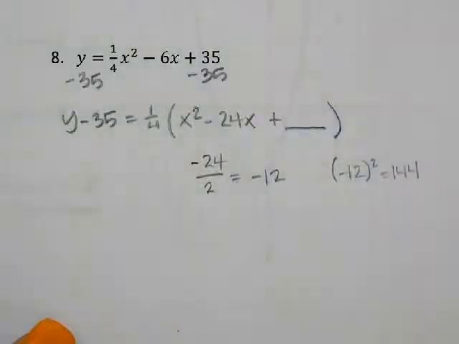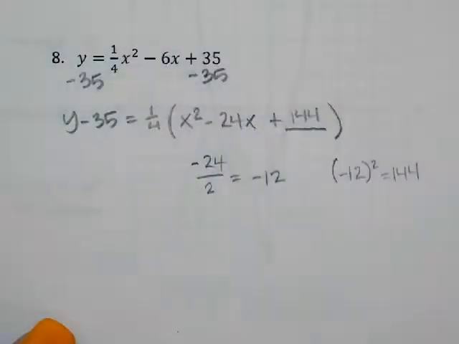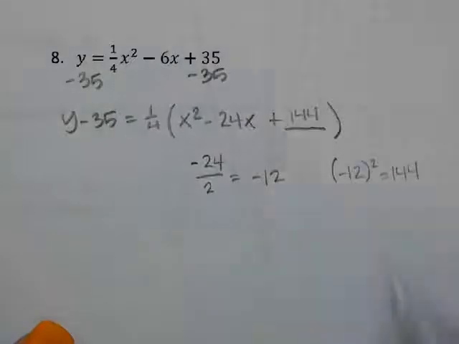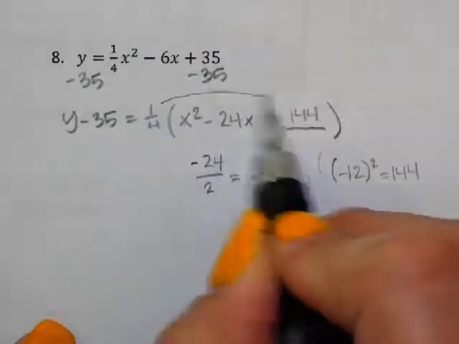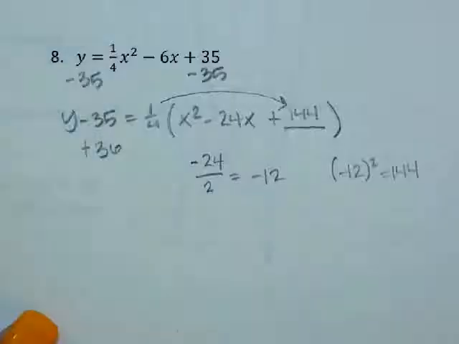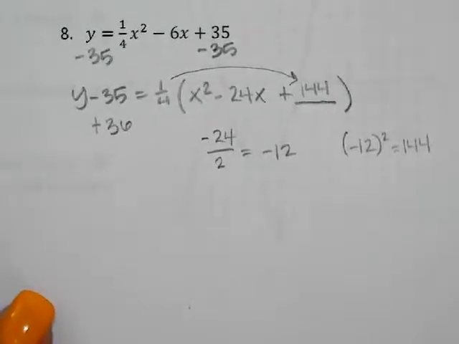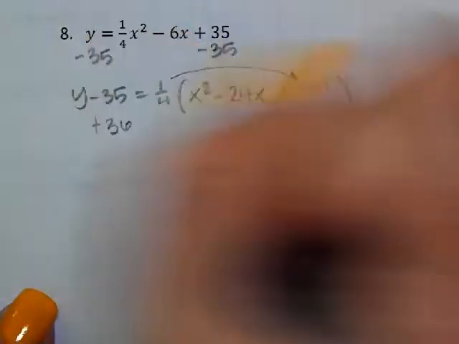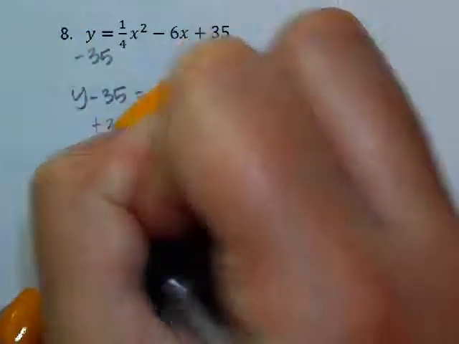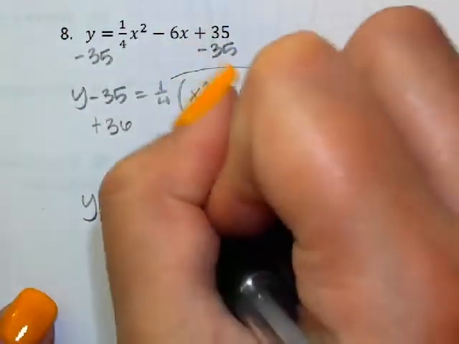So 144 goes in the blank, but we didn't really add 144. We actually added 1/4 of 144, which is 36. We actually added 36. Okay. y plus 1 equals 1/4. Okay, I'm going to skip a step. I'm just going to do something squared.